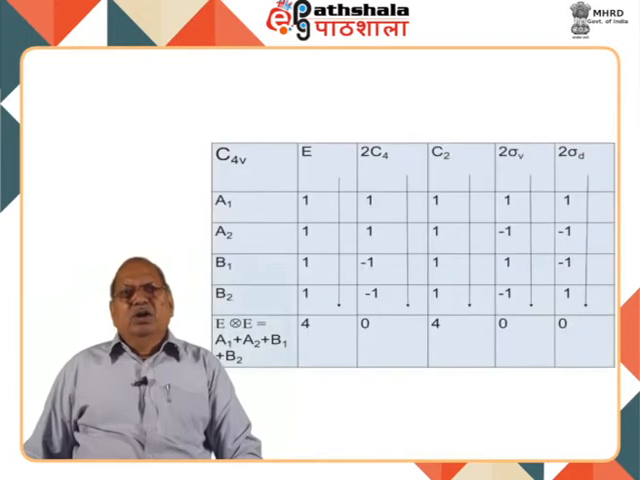Thus, tau for E into E, that is this 4, 0, 4, 0, 0, can be reduced to A1, A2, B1, B2. Decomposition can be verified easily. Take the sum of the characters of irreducible representations A1, A2, B1, B2, it will be equal to the direct product, that is E into E, that is 4, 0, 4, 0, 0.